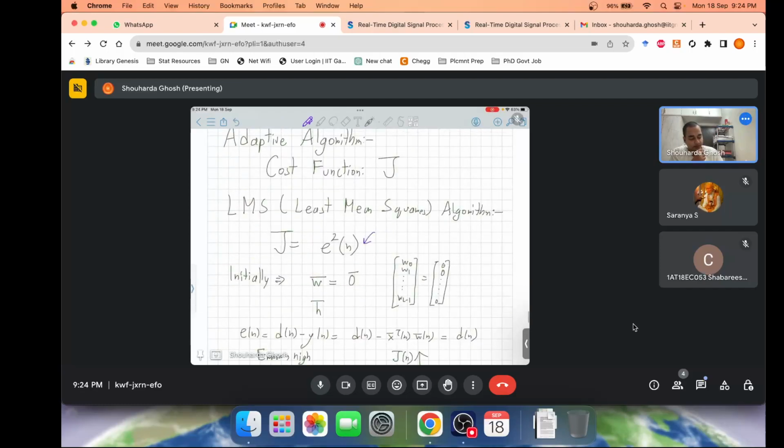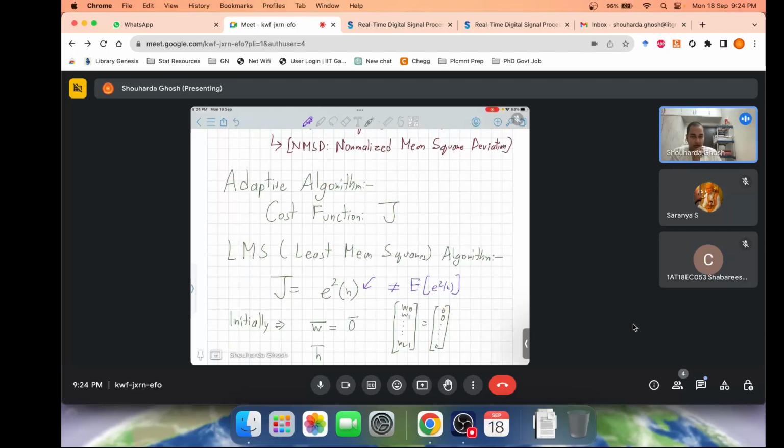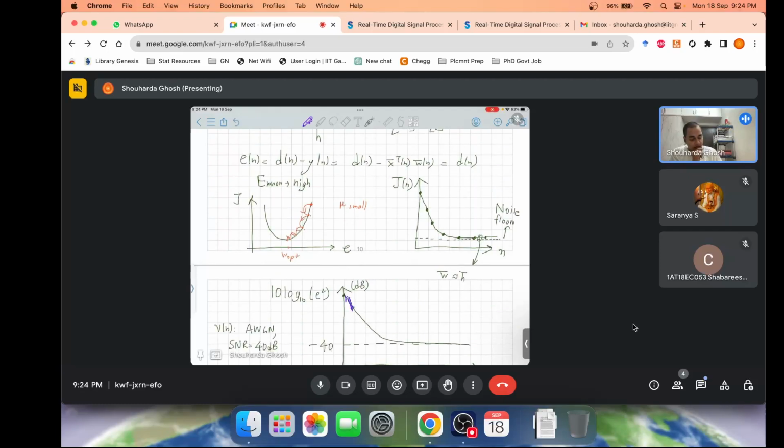Now it's not the same as expectation of e square of n, okay, it is e square of n only. Had it been expectation of e square of n, it wouldn't have been better, but because we are simplifying our cost function, we are injecting some kind of an error, and because of that injection of this error, what you get is something of this sort. Actually, if you really implement this in MATLAB, you will be able to see these kind of plots, okay.